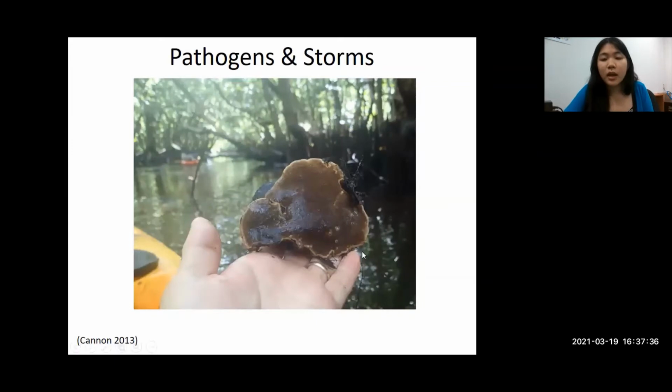Another thing to take note of is potential fungal impacts. So there were storm impacts in the area, and storms can be made even worse if there's fungi deteriorating the tree. The fungi might not kill the tree outright, but it could weaken it and make it more susceptible to being broken during a storm.